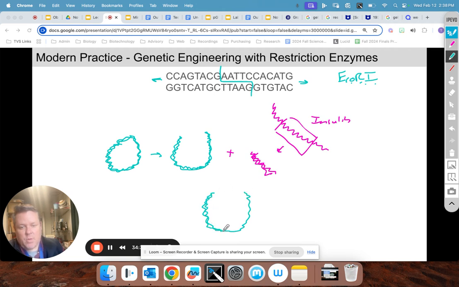that is going to have mostly a bacterial plasmid, and then stuck inside it is the human insulin gene. That's genetic engineering and creating your own plasmid.